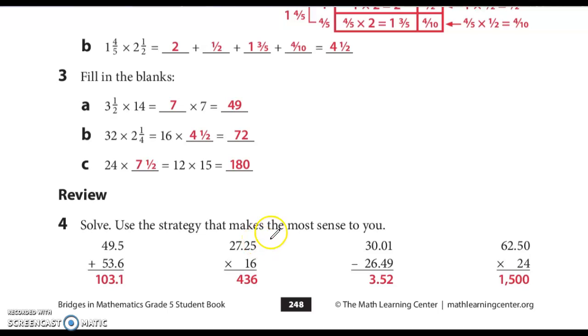You could have also multiplied this by 100 to move the decimal out and then done your standard algorithm to multiply and then move that decimal back in. Just some strategies that you could have used. For this one, you could think of money, $30.01, take away $26.49, and your final answer is $3.52. And your last one, 1,500, you could have done 24 times 62 and then 24 times a half and added them together. A ratio table would have been another good strategy.